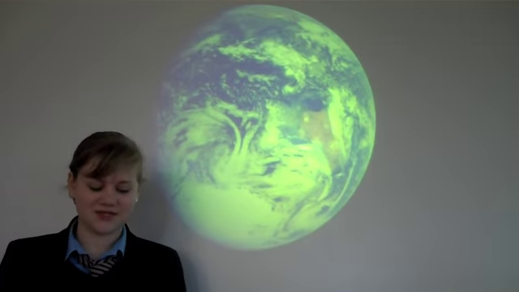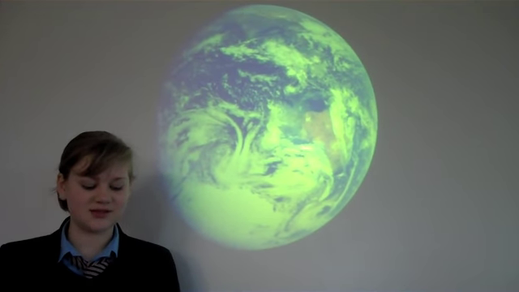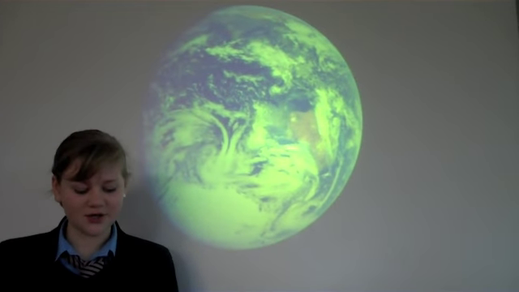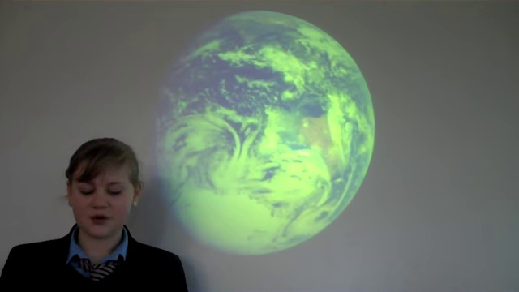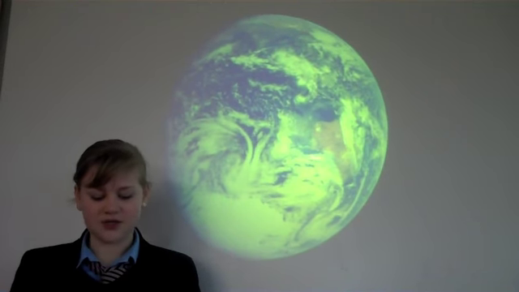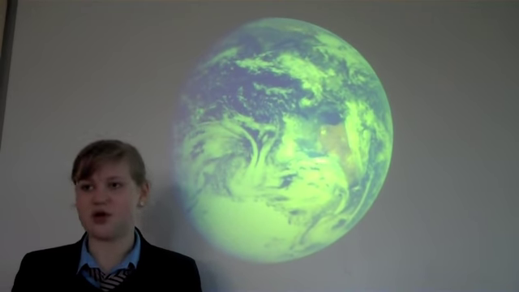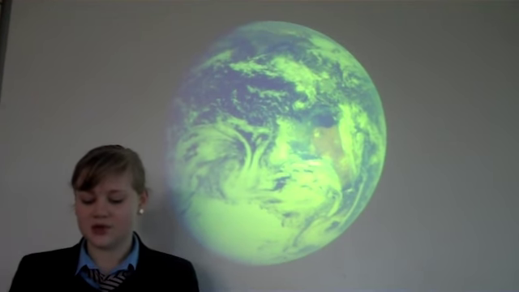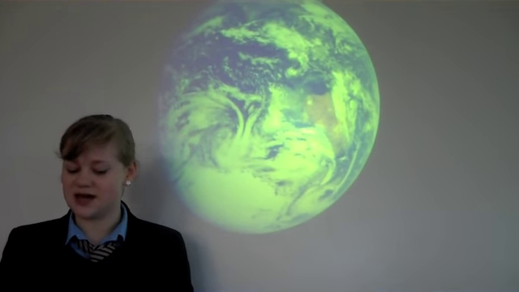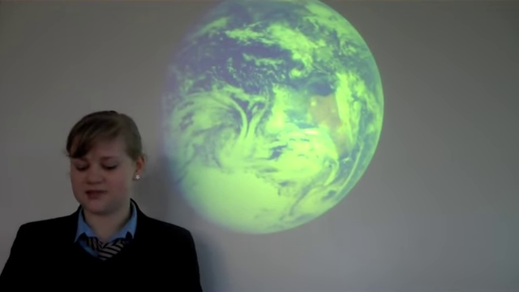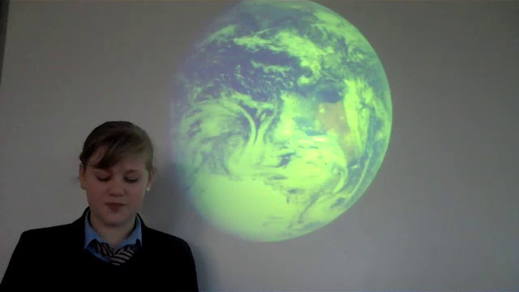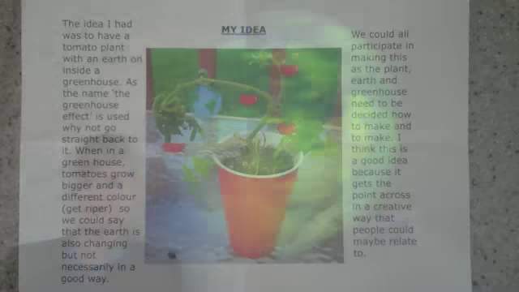The idea I had was to have a tomato plant with an earth on it inside a greenhouse. As the name, the greenhouse effect, is used, why not go straight back to it? When in a greenhouse, a tomato grows bigger and a different colour, well, it gets riper. So we could say that the earth is also changing, but not necessarily in a good way. We could all participate in making this, as the plant, earth and greenhouse need to be decided how to make and then to be made. I think it's a good idea because it gets the point across in a creative way that people could maybe relate to.